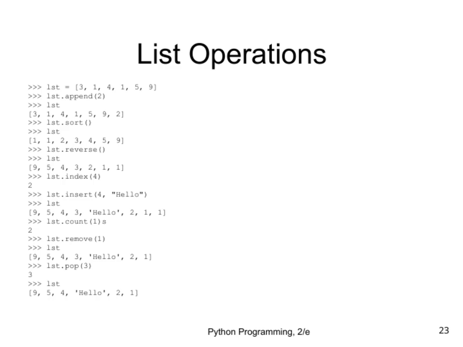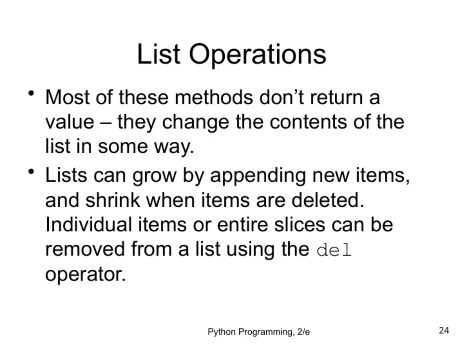Throughout these operations, we see how flexible and powerful lists are in Python: adding, sorting, reversing, searching, inserting, counting, and removing elements. These are fundamental tools that help us manipulate data efficiently as part of our broader programming tasks. Most of these methods don't return a value, meaning they modify the list directly rather than giving back a new one. This is an important point because it affects how we use these methods in our programs.